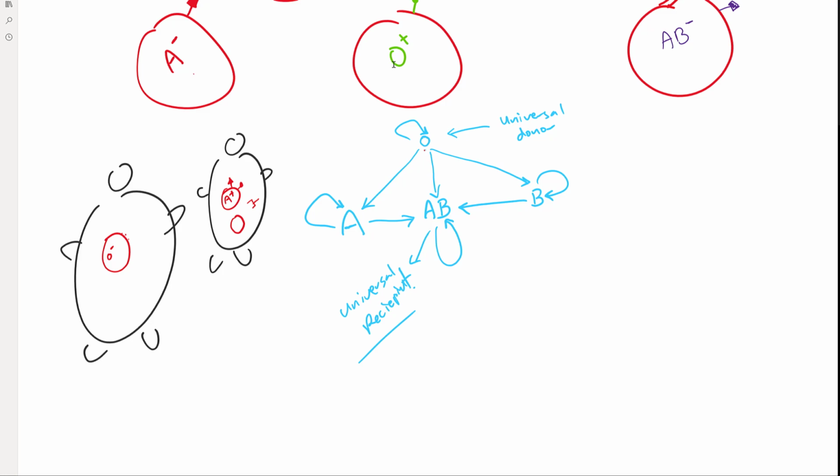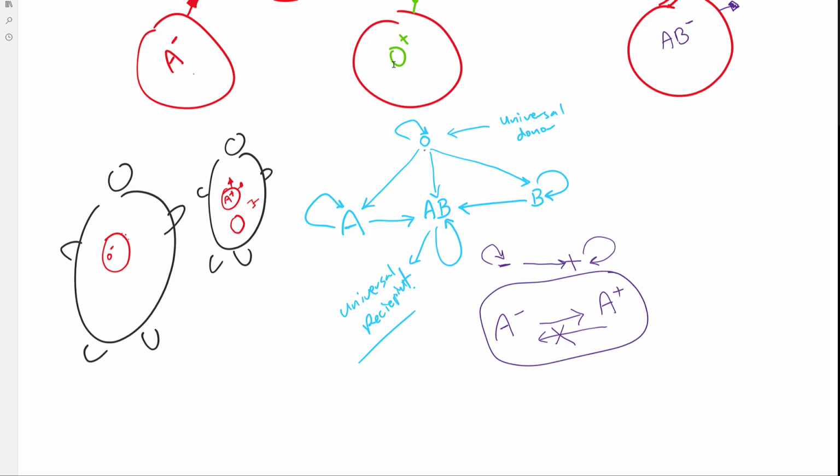For the plus and minus, the plus can take from itself, the minus can take from itself, and the minus can give to the positive. The negative can give to the positive. It means if, for example, A negative, it can give to A positive, but the A positive cannot give to the A negative. I need you to think why.